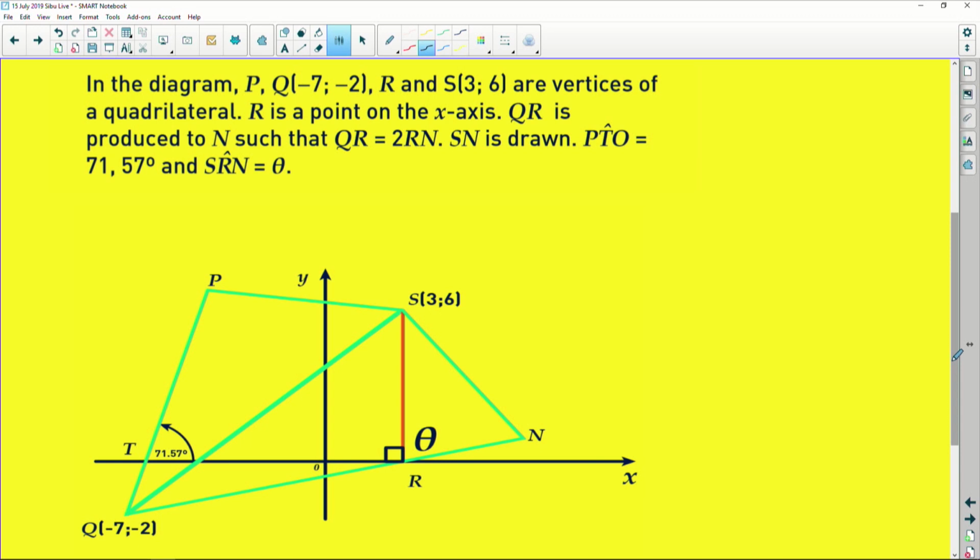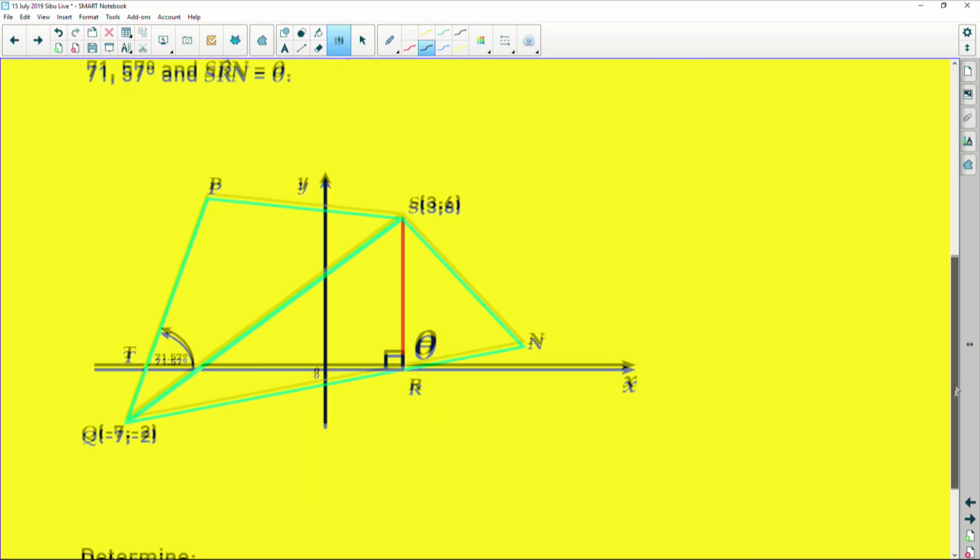R is a point on the x-axis. QR is produced to N such that QR is 2 times the length of RN. SN is drawn. Angle PQO is equal to 71.57 degrees, and SRN is also equal to the angle theta. We can see all that information appearing right there, so there's nothing on the question paper that is not appearing on our sketch. Okay, cool. So the first question here says what?